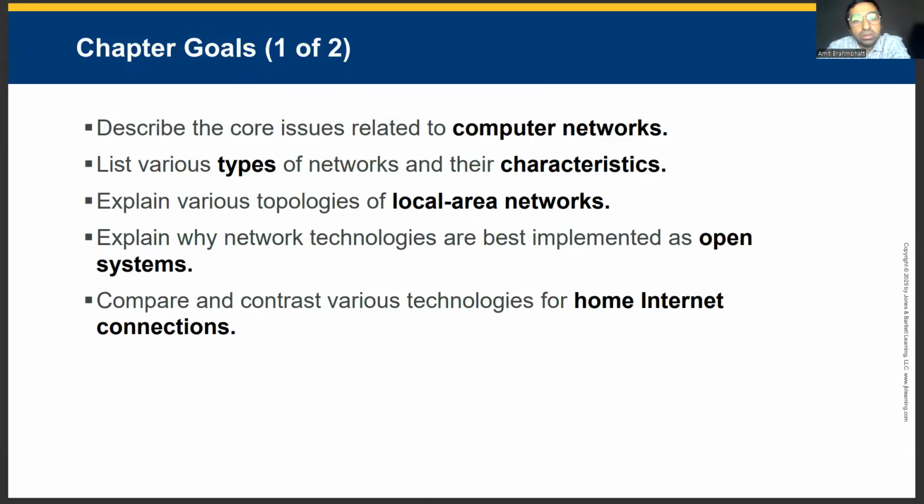Here you'll learn the core issues involved in computer networking, including different types of networks and their characteristics. We'll discuss how local area networks are organized using computer topologies like ring, star, and bus. You'll also understand why networking technologies work best when designed as open systems rather than proprietary ones. Finally, we'll compare various home internet and connection types so you understand their advantages and limitations.